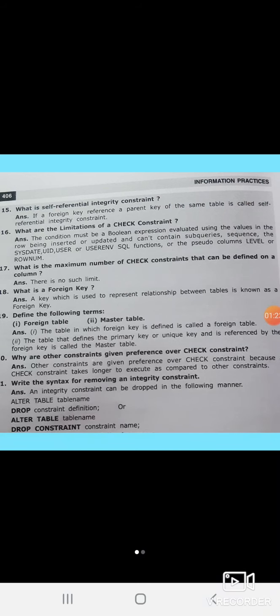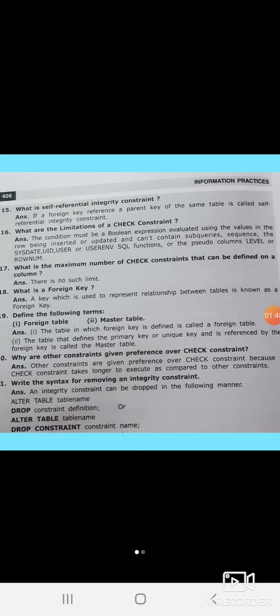What is a foreign key? A key which is used to represent relationship between tables is known as foreign key. Define the following terms: foreign table, master table. The table in which foreign key is defined is called a foreign table. The table that defines a primary key or the unique key and is represented by the foreign key is called the master table.